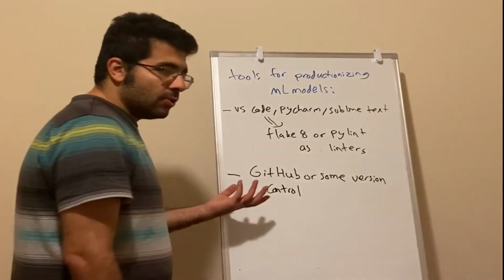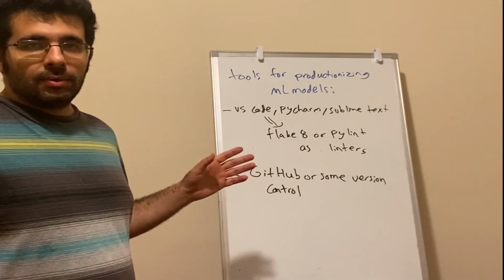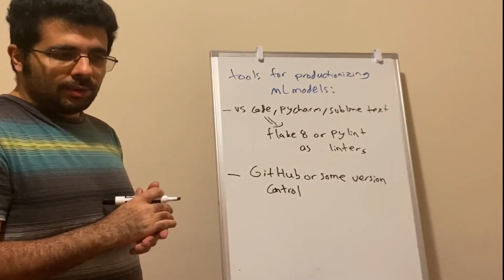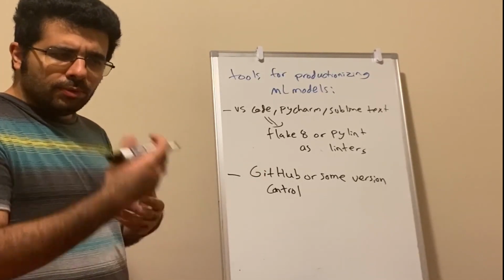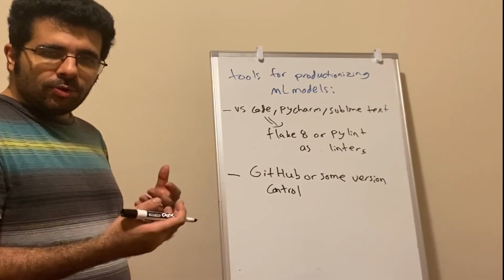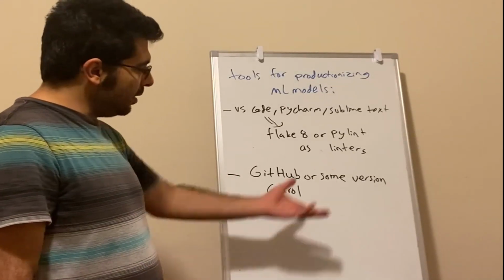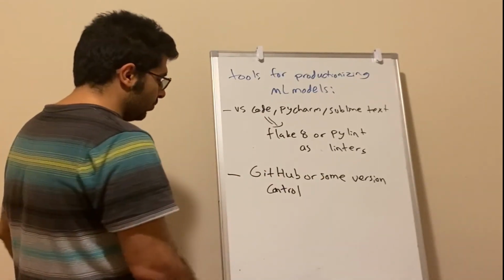Alright. This is about version control. Everything should be in GitHub. Every single thing you do, you should commit to GitHub. You open a PR, a pull request, people review your code, and you push it to production. Everything should be in GitHub or some sort of version control.